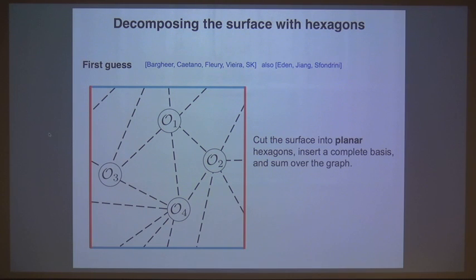So again, our naive guess is to cut it into planar hexagons and insert complete bases on those dashed edges and sum over all possible graphs. Of course, this is easy to say, but in practice, it is a little bit hard because now you have a lot more hexagons. In particular, in this case, you have 8 hexagons, and there are many channels that you need to sum over. So in order to really do some reasonable computation, I need to go to some specific limit.